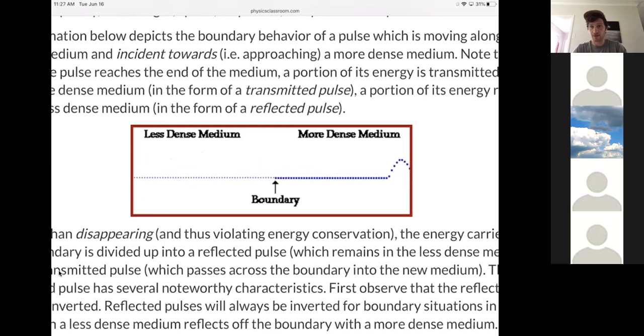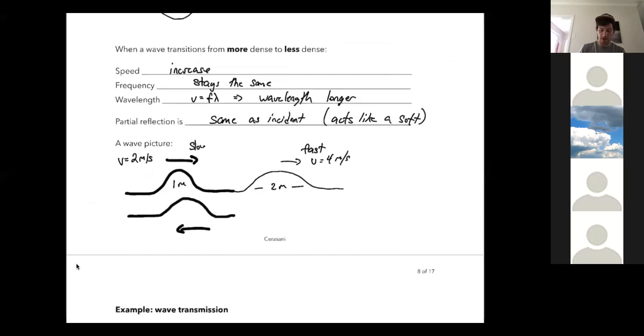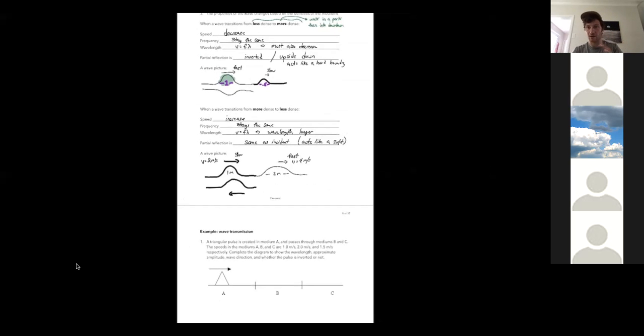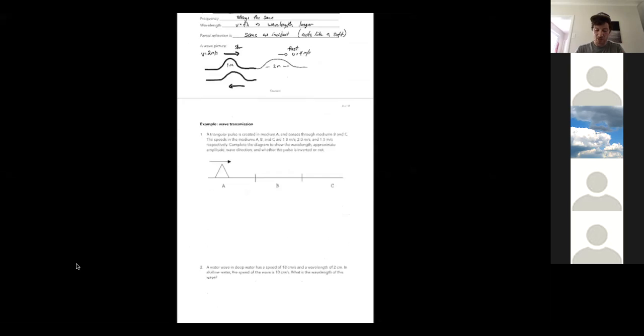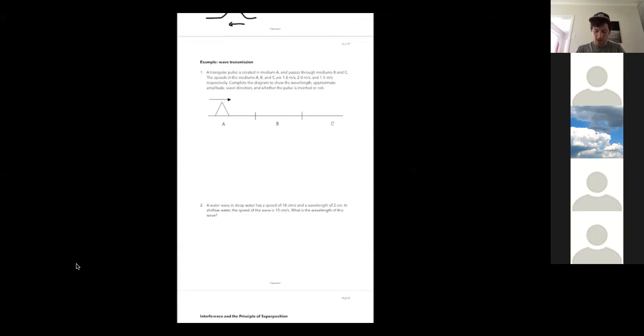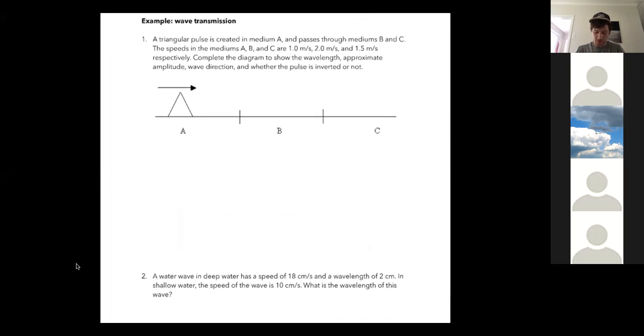So we can do some math with this. We can actually compare different mediums and look at how the velocity and the wavelength changes, okay? So we're just gonna do this one example.